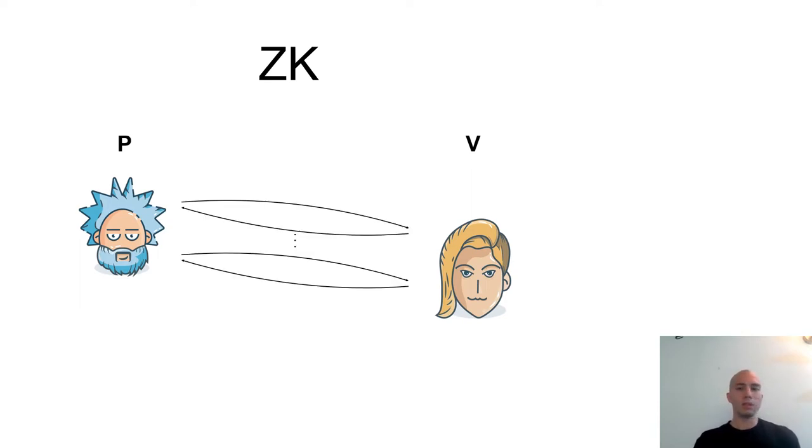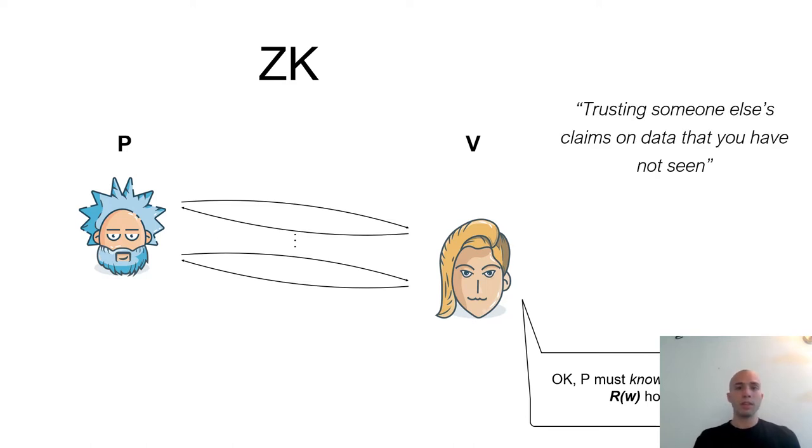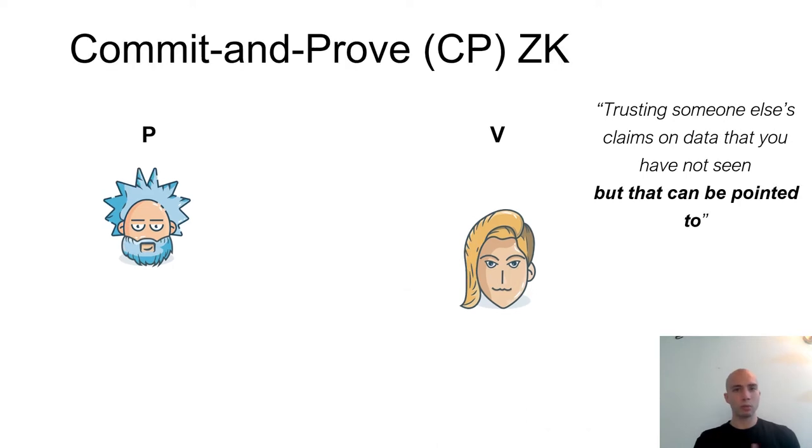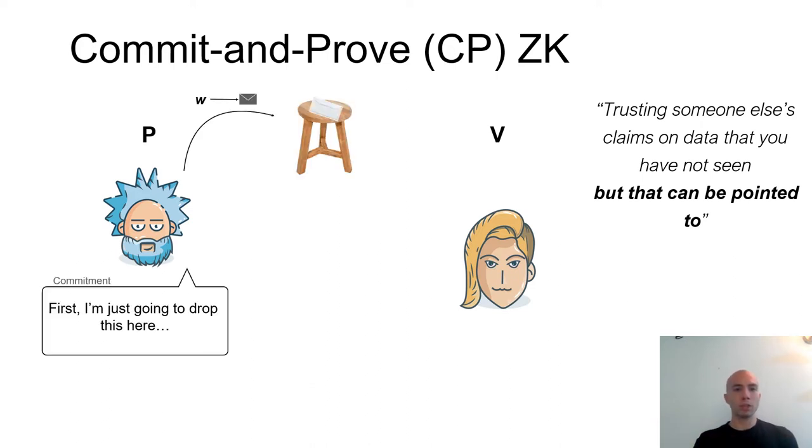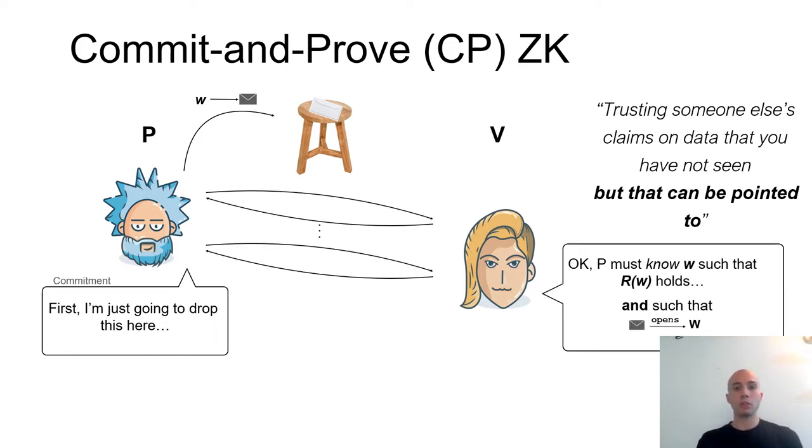So in the interactive case, P and V are two parties that interact, and at the end, V is convinced that some W satisfying certain properties is known. Now, we're going to care about a more specific setting, what I'm calling committed proof, or CP, zero knowledge, which is when we trust that P has knowledge of some data that can be pointed to. In particular, P is going to commit, here represented with an envelope, to a witness W. It's going to be out there, and V can have some guarantees about what properties hold for W. Notice in particular that what we're proving is both that a certain property holds, but also that the envelope opens to this witness W. So we prove the relation and this commitment.